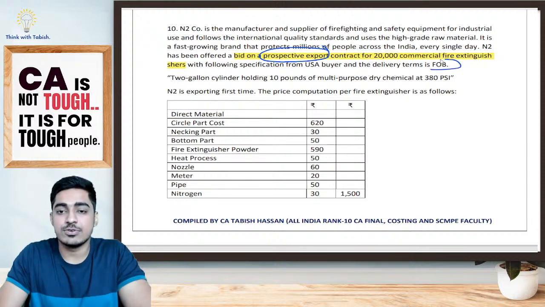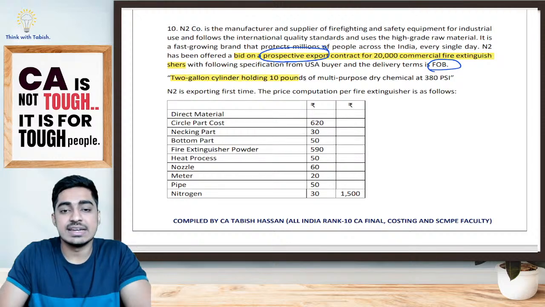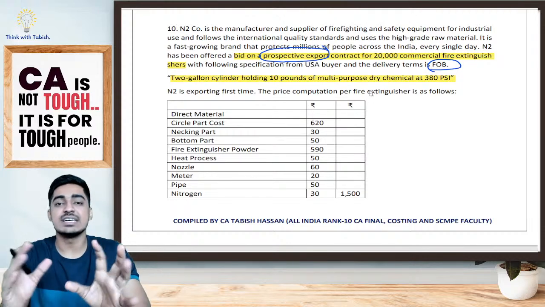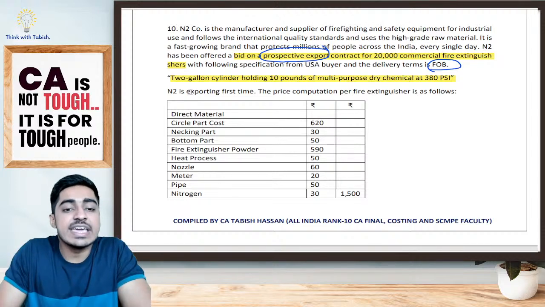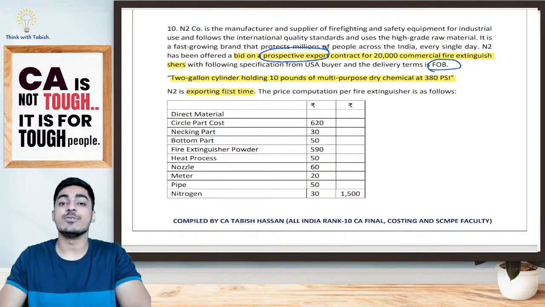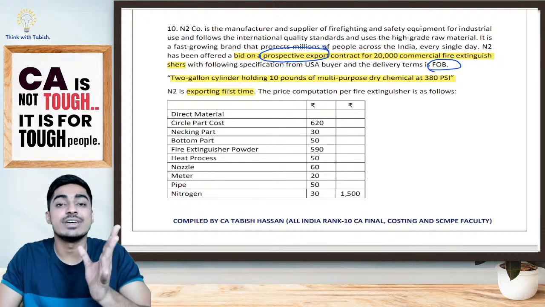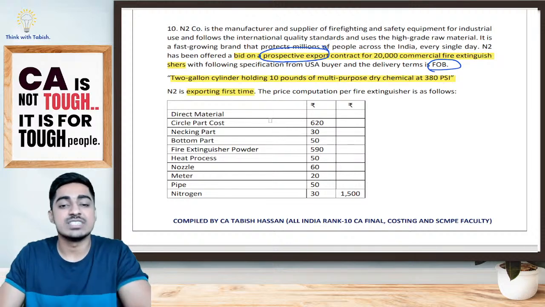Delivery terms is FOB, free on board. What is the terms they have told? 2-gallon cylinder holding 10 pounds of multi-purpose dry chemical at 380 psi. That is the description. What is the material that we want? N2 is exporting for the first time. So can we quote a special price order? Yes, we are entering a new market. So we can quote a special price order.